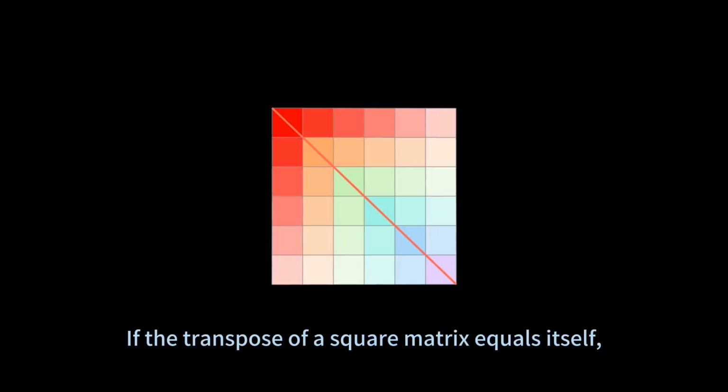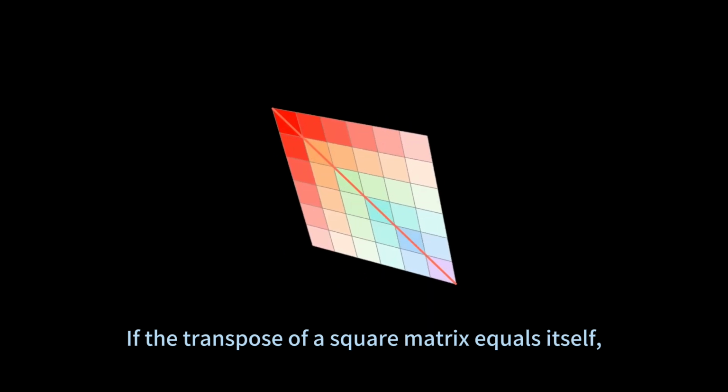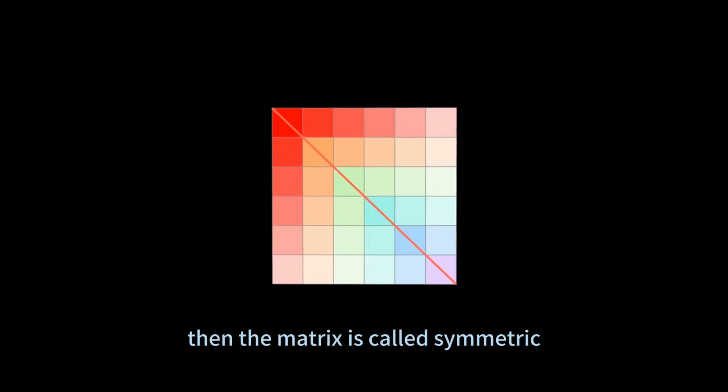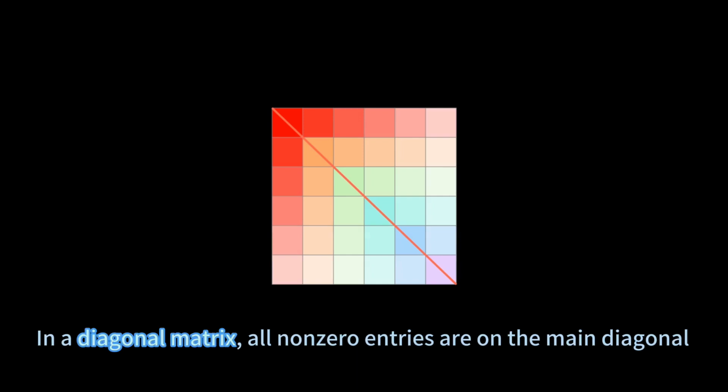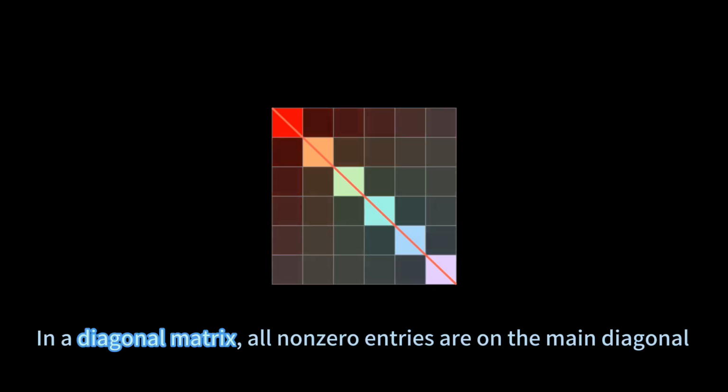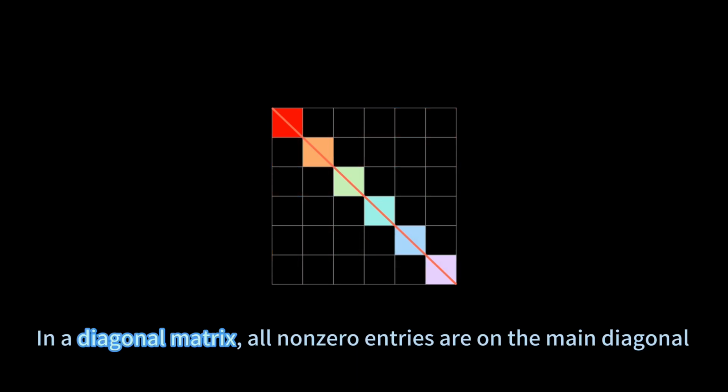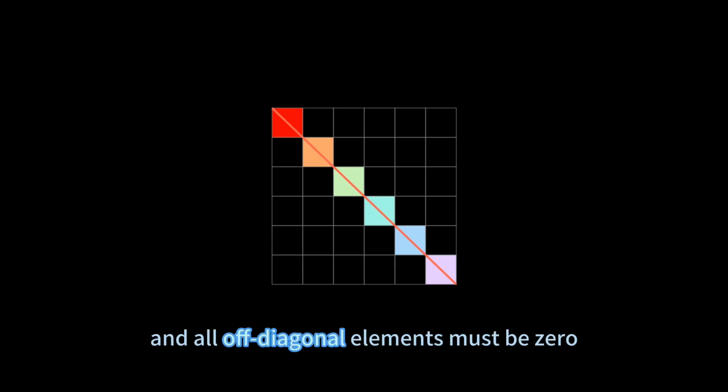If the transpose of a square matrix equals itself, then the matrix is called symmetric. In a symmetric matrix, the elements are mirror symmetric with respect to the main diagonal. In a diagonal matrix, all non-zero entries are on the main diagonal, and all off-diagonal elements must be zero.